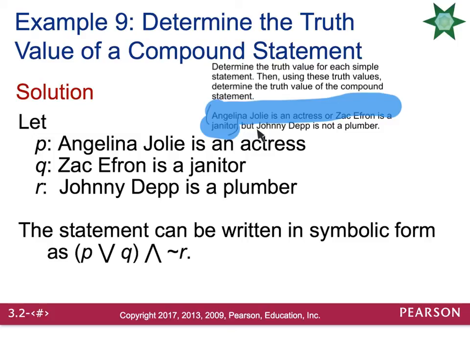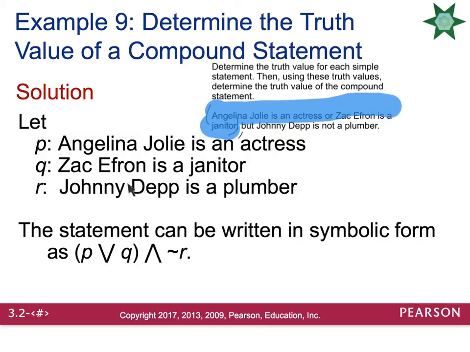And now remember, but is the same as and. So but and and mean the same thing. So but Johnny Depp is not a plumber, so that's negation R, because remember our statement is Johnny Depp is a plumber. Okay, so that's how we translate that: you look for the comma. The comma was right here, right? So that tells you where to group things. We group this stuff together in parentheses, and then tack this stuff onto the outside. So there's our compound statement, P or Q, parentheses, and negation R.